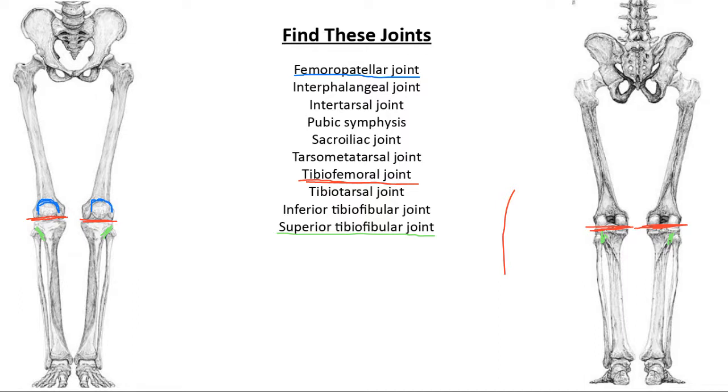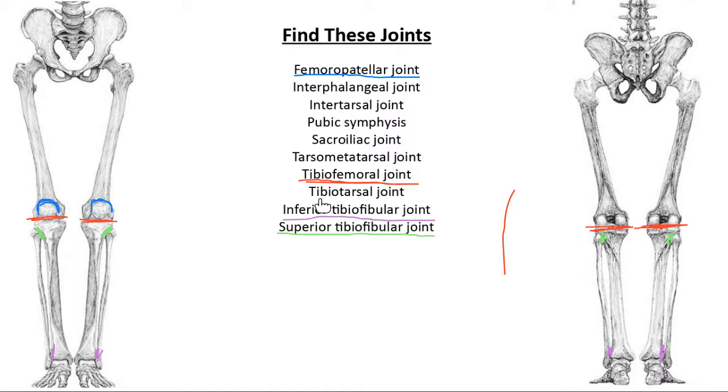I'm going to change colors for that one. I also have what's called the inferior tibiofibular joint. So the other place where the tibia and the fibula interact with each other is called the inferior tibiofibular joint. Again, the name tells me it's between the tibia and the fibula.